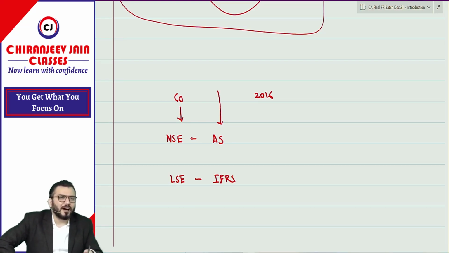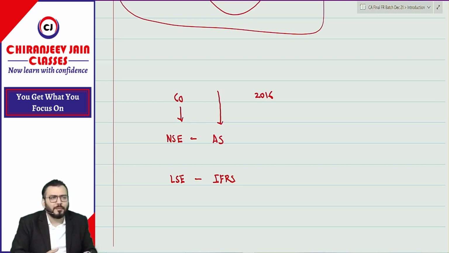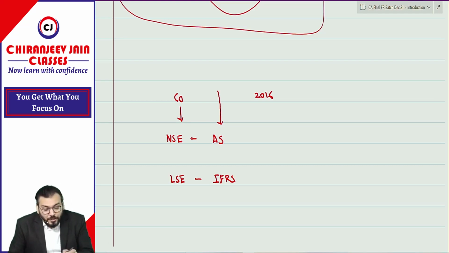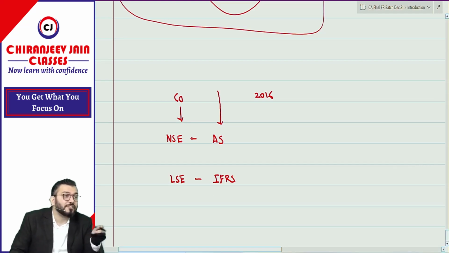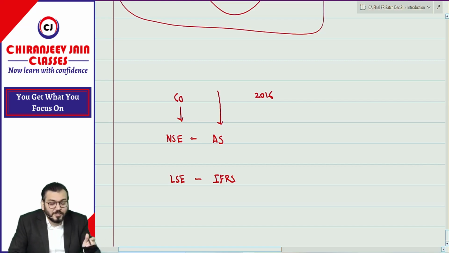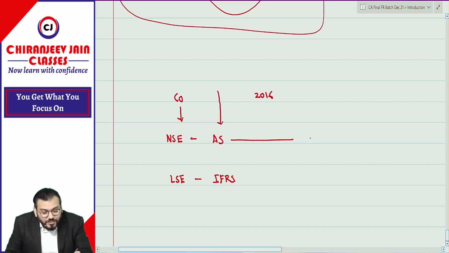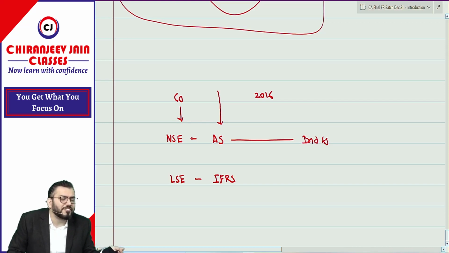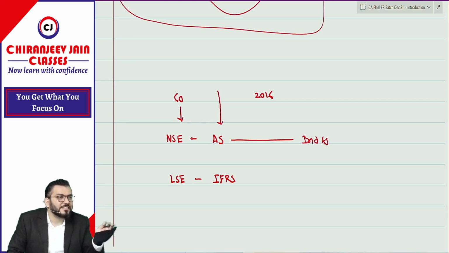Now what happened after 1/4/2016 due to the criteria given in the roadmap? Now Ind AS is applicable to such a company. Now the question is, because they are preparing financial statements based on IFRS, whether they are supposed to convert these financial statements from AS to Ind AS. This is the doubt. They may say that we have already adopted IFRS, so there is no need to prepare financial statements based on Ind AS. The answer is no.